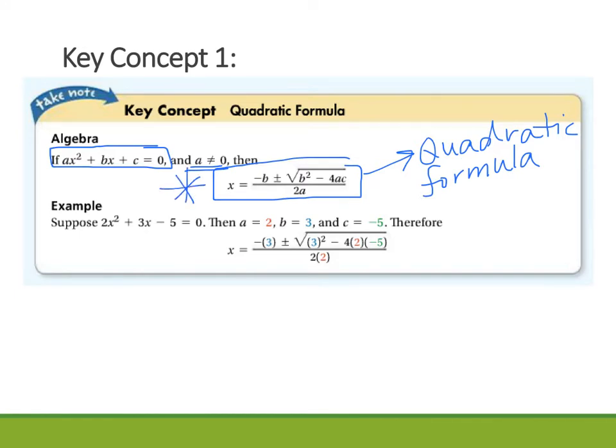So this is the formula. Put a star by it. You have to memorize that. You will have to know it for your test, and I'm not going to give it to you on the test because you have to have this memorized. So go ahead and start trying to learn it.